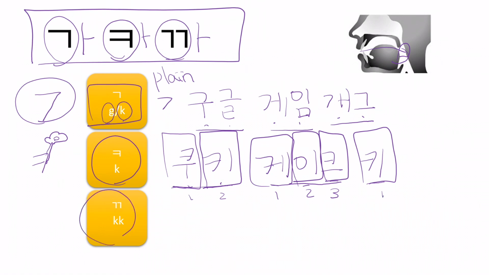Now let's go to our last one. Now this one is a double consonant because we just write the g sound twice. And the plain sounds are much lighter and plain and no vibration, but the double consonant sounds are very strong. So let's practice writing and saying out the words.